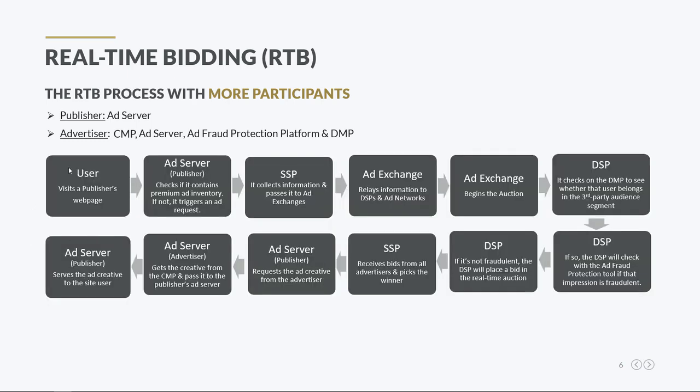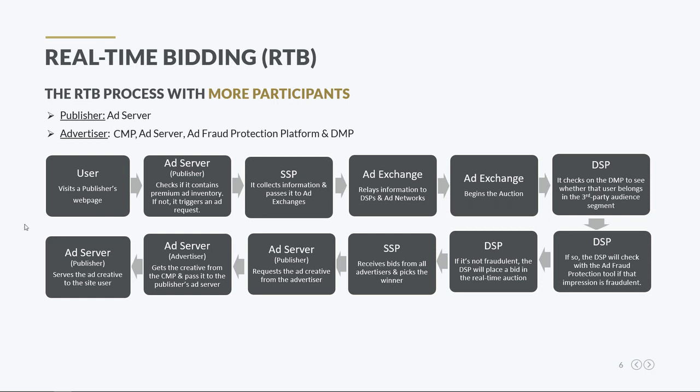The process begins when a user visits a publisher's webpage that contains an ad space. The publisher's ad server checks whether that webpage contains premium ad inventory or not. After finding that it doesn't contain premium ad inventory, it sends a message to the supply-side platform saying that there is an available impression for sale. Next, the supply-side platform passes information about the user and the ad space to the ad exchange, which relays the information to demand-side platforms, and begins the auction.